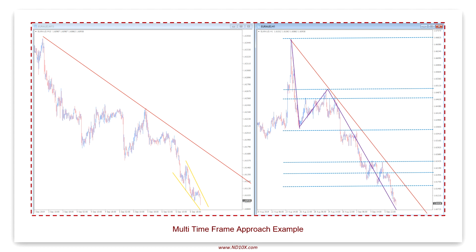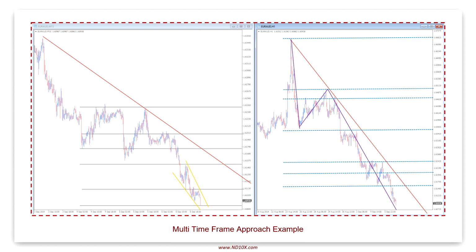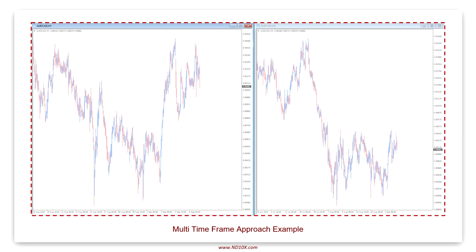And if the wedge breaks to the upside, what we can look for would be a potential long play towards that trend line or support resistance. And we can also add Fibonacci levels. Let's see one more chart.